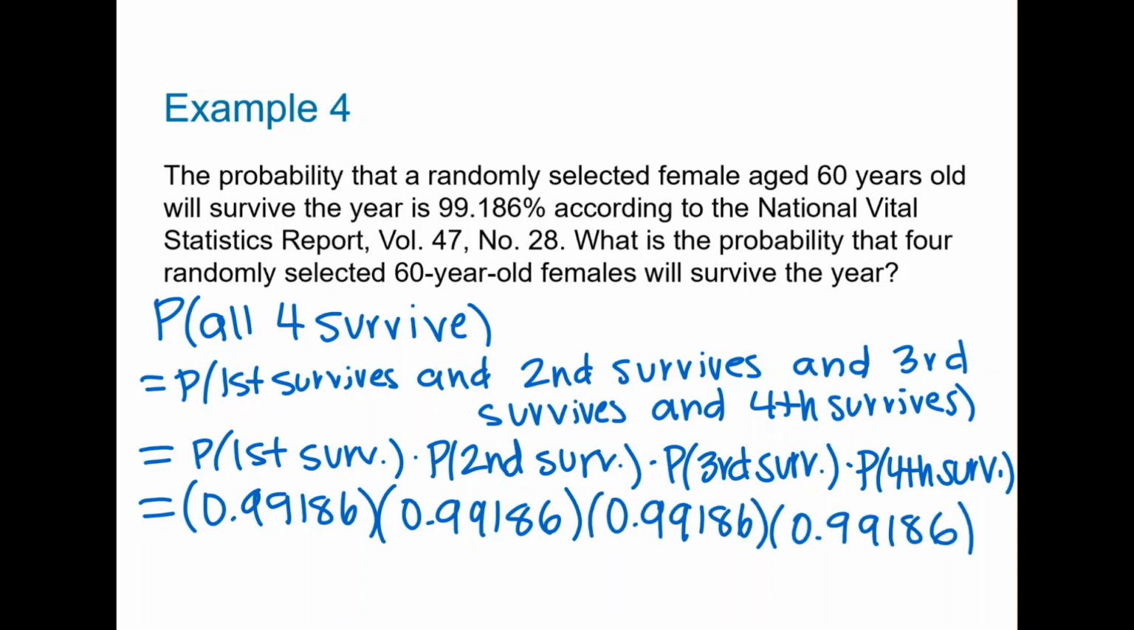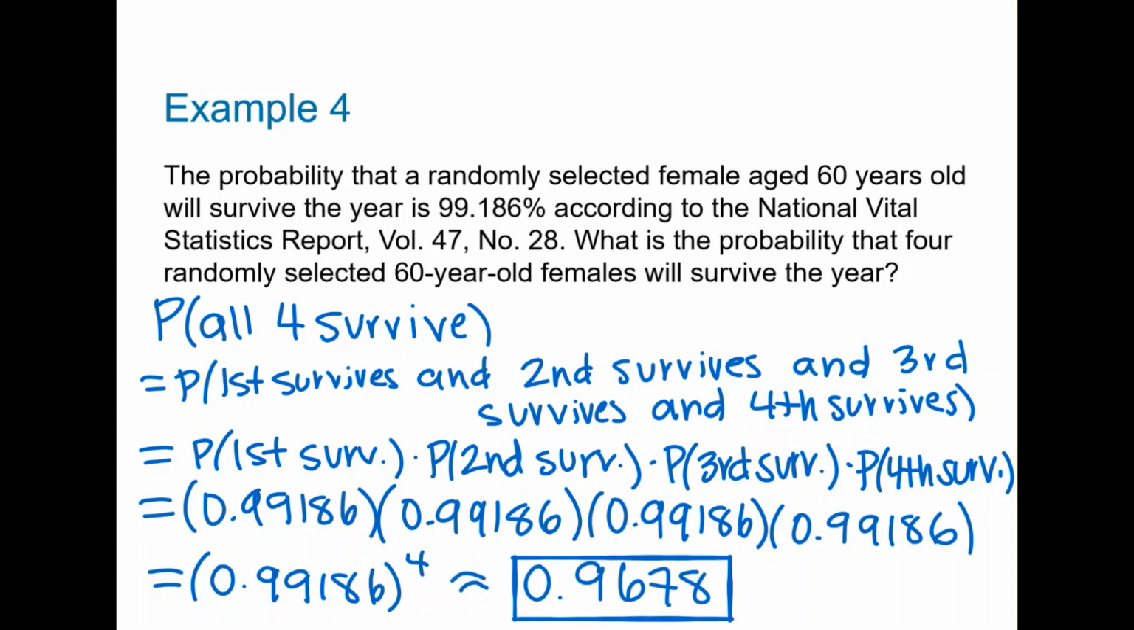You can also rewrite the expression as follows. Because you have the same number multiplied by itself 4 times, you can rewrite it as 0.99186 to the 4th power. You don't have to do this, but it makes it a lot easier to put in the calculator. Now, let's round to 4 decimal places, and we get 0.9678. And this is the probability that 4 randomly selected 60-year-old females will survive the year.